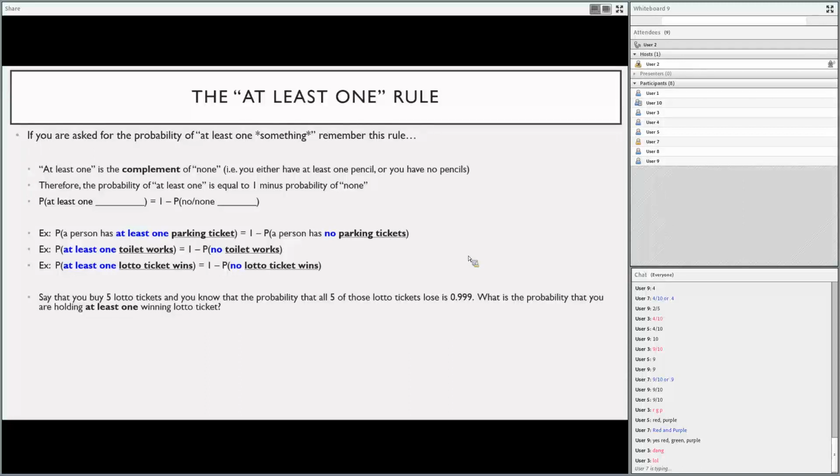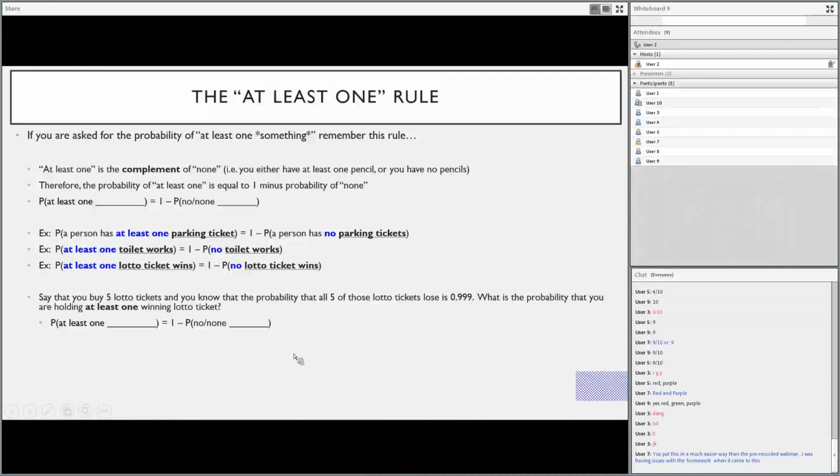Now, in one way or another, you know that the probability that all 5 of those lottery tickets will lose and you walk away with nothing, the probability that they all lose is 0.999. But you don't need all 5 of those lotto tickets to win in order for you to win the jackpot. You only need one of those 5 to win, and then you'll be a millionaire. So what is the probability that you are holding at least one winning lottery ticket?